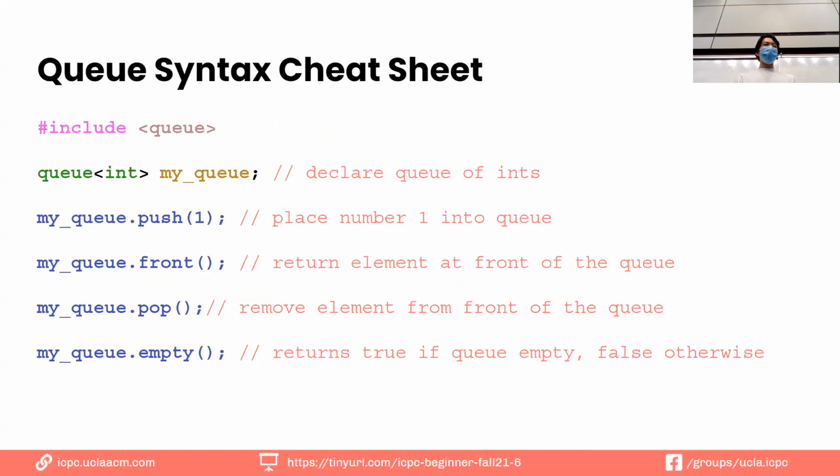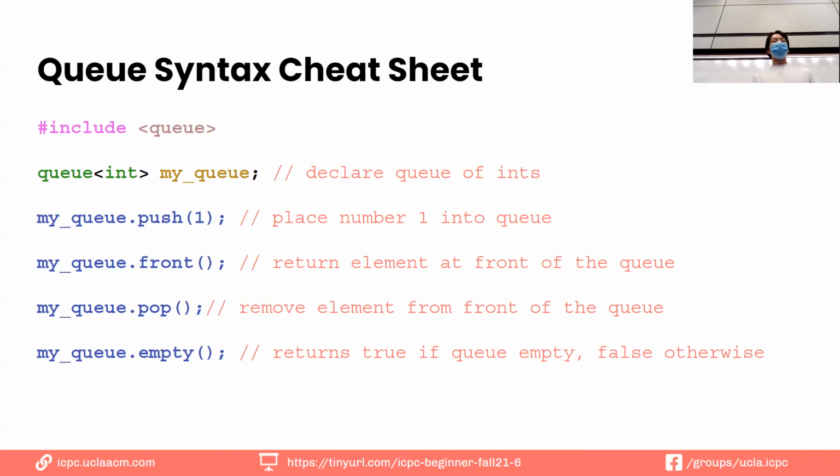So a queue is already implemented in C++ nicely in the standard library. We can include it by including queue, or we can just use the bits/stdc++ import. So we declare a queue like this, so we can specify what we want to be in the queue. We can also have a queue of doubles, a queue of pairs, a queue of anything. So we can push values into the queue by using the push function.